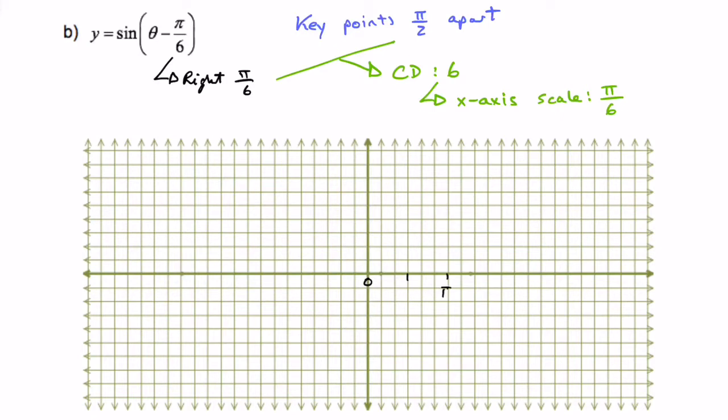So I'm just going to go 1, 2, 3, 1, 2, 3, pi. 1, 2, 3, 1, 2, 3, 2 pi. 1, 2, 3, 1, 2, 3, 3 pi, etc., etc. To the left, it's negative, but same pattern.